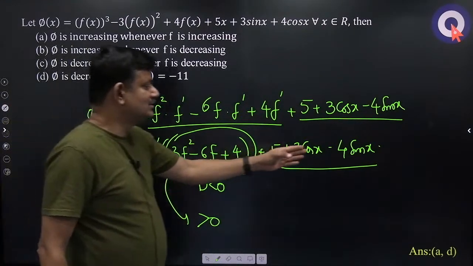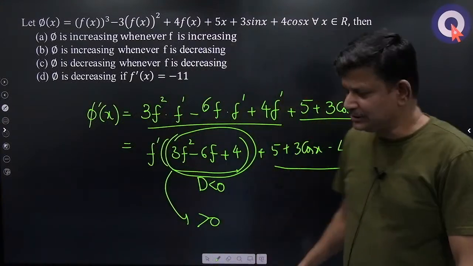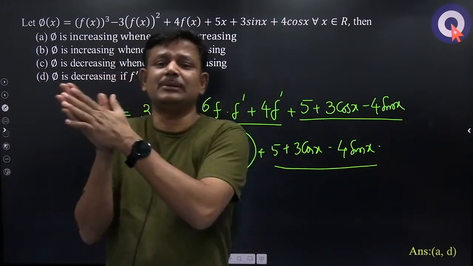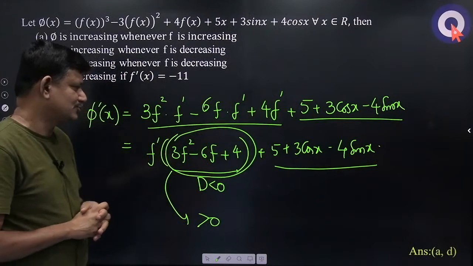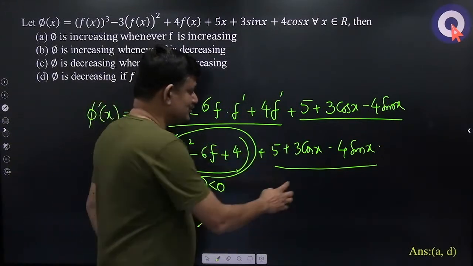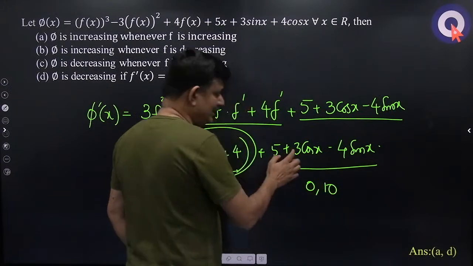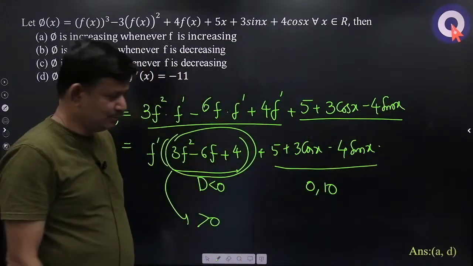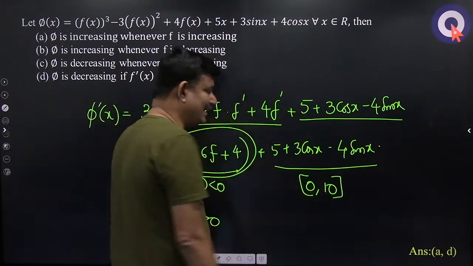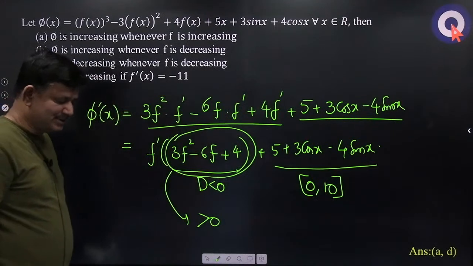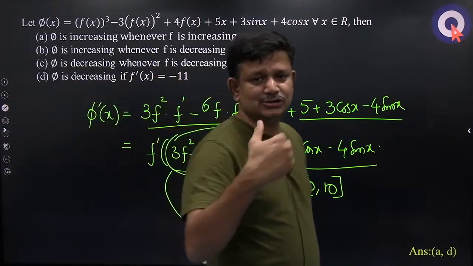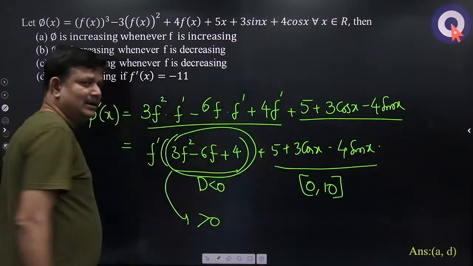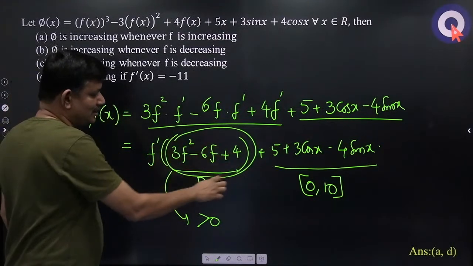Now look at 3 cos x minus 4 sin x. You know a cos x plus b sin x will always lie between minus root over a square plus b square to plus root over a square plus b square. Least value of this will be when 3 cos x minus 4 sin x is minus 5, giving 0, and the greatest value will be 10. The range of a sin x plus b cos x plus c will be c minus root over a square plus b square to c plus root over a square plus b square. So this quantity is greater than or equal to 0.